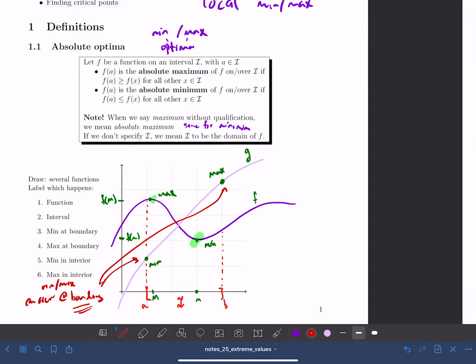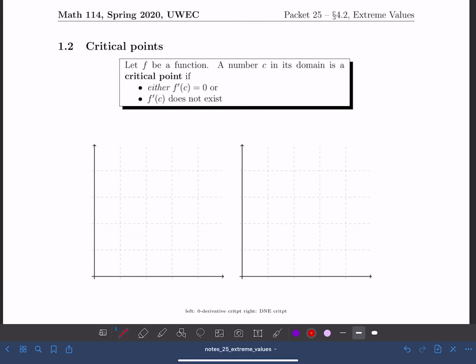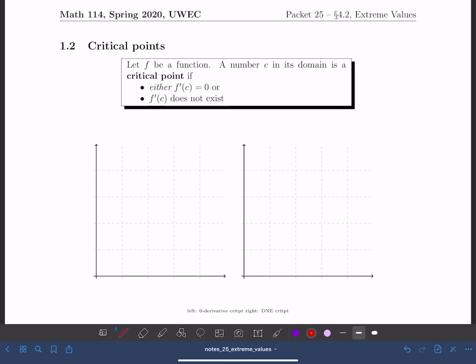Let's turn the page. So I want to define the concept of the critical point. Critical points are numbers inside the domain of the function, so the function's defined there. And it has one of two properties: either the derivative is 0 or the derivative does not exist. Either of those two conditions will hold for a critical point.